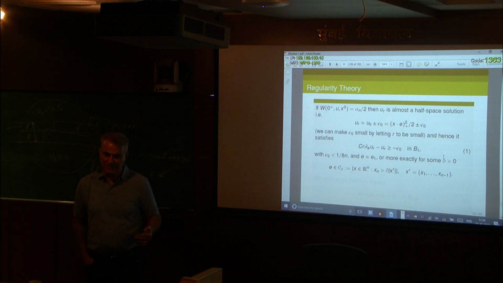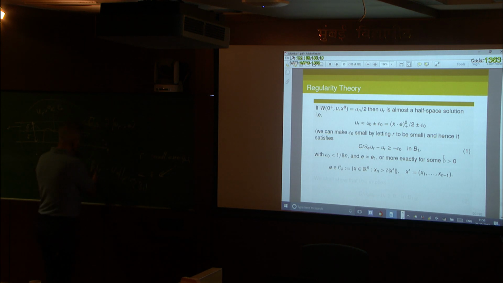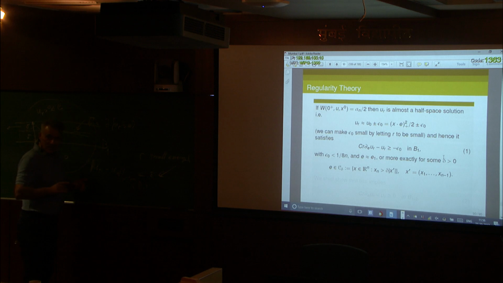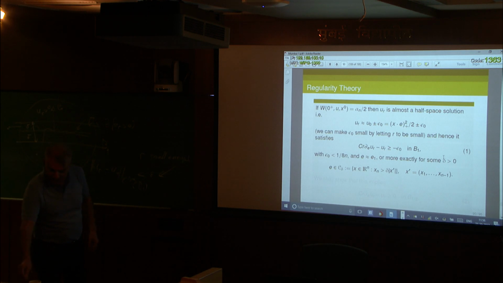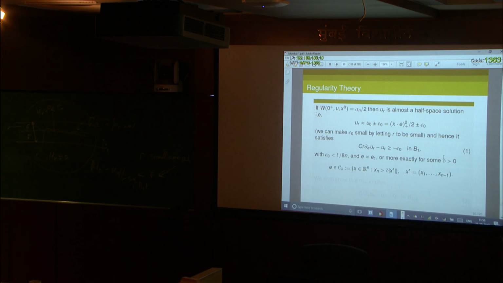So let me repeat. We know that u_R is very, very close to u_0, which is a half-space solution. Half-space solution looks like this. So half-space solution u_0 is (x1 plus, after rotation) to the power 2 divided by 2. Now, what is d_e u_0 minus u_0?